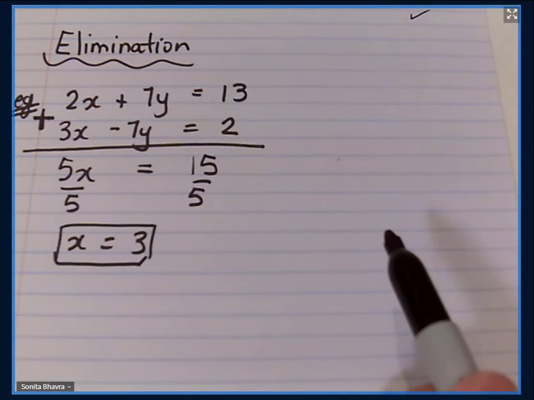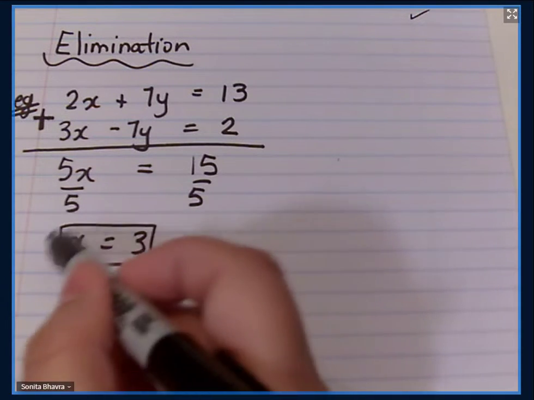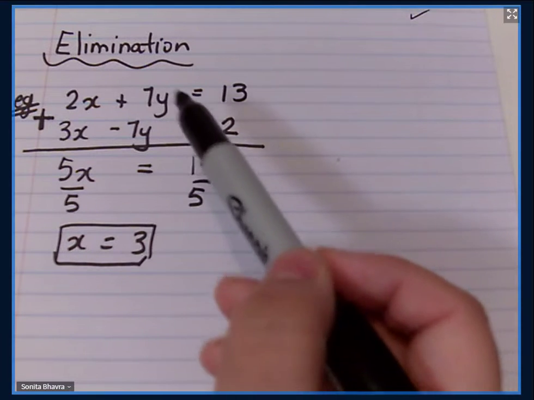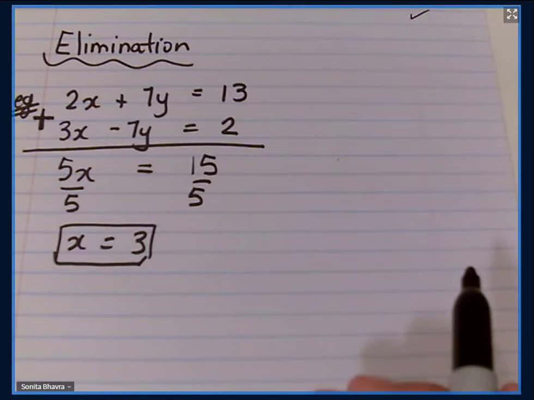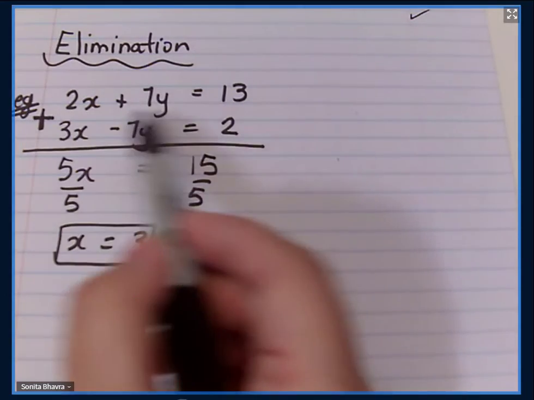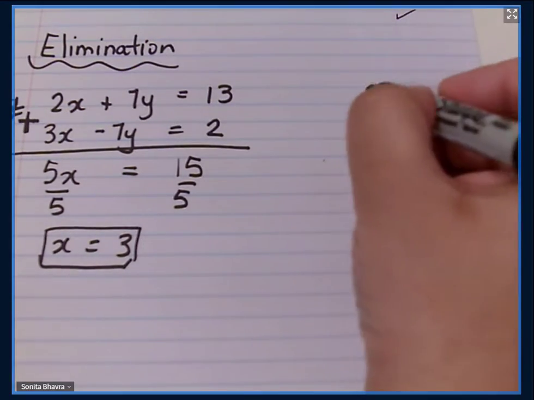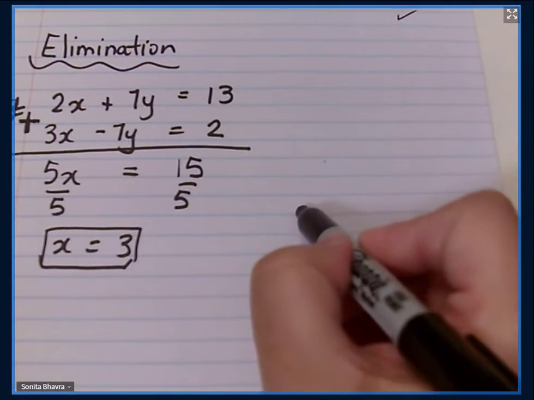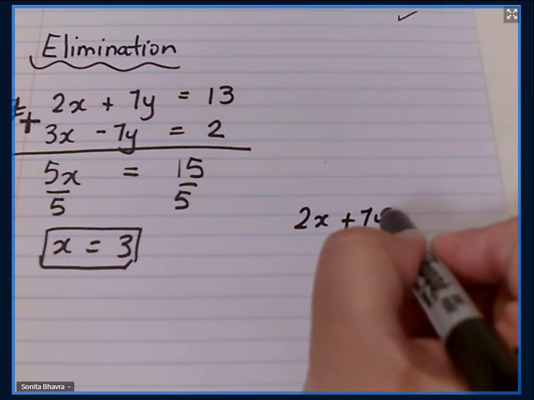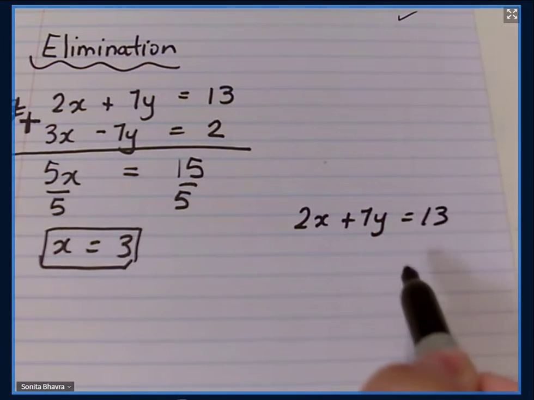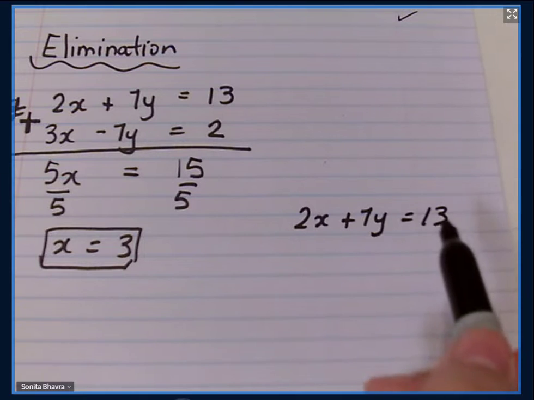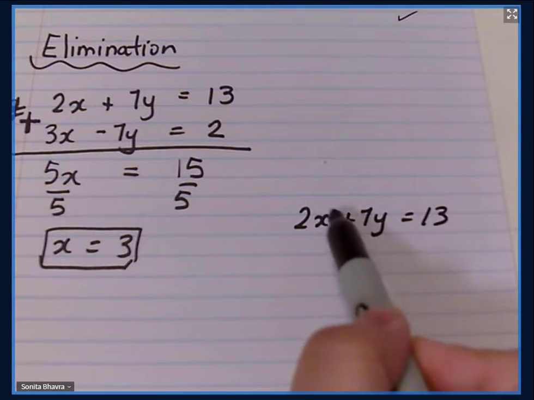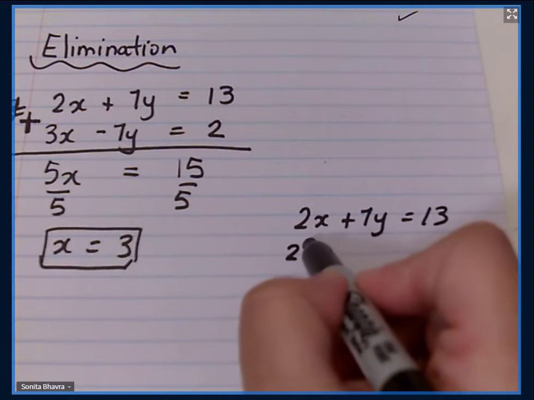Once we have x equals 3, you can now substitute that into either of the original equations to get the value for y. So I'll just use the first equation. So 2x plus 7y equals 13. That was the first equation that was given. I know my value for x, so I'm going to substitute it in here.